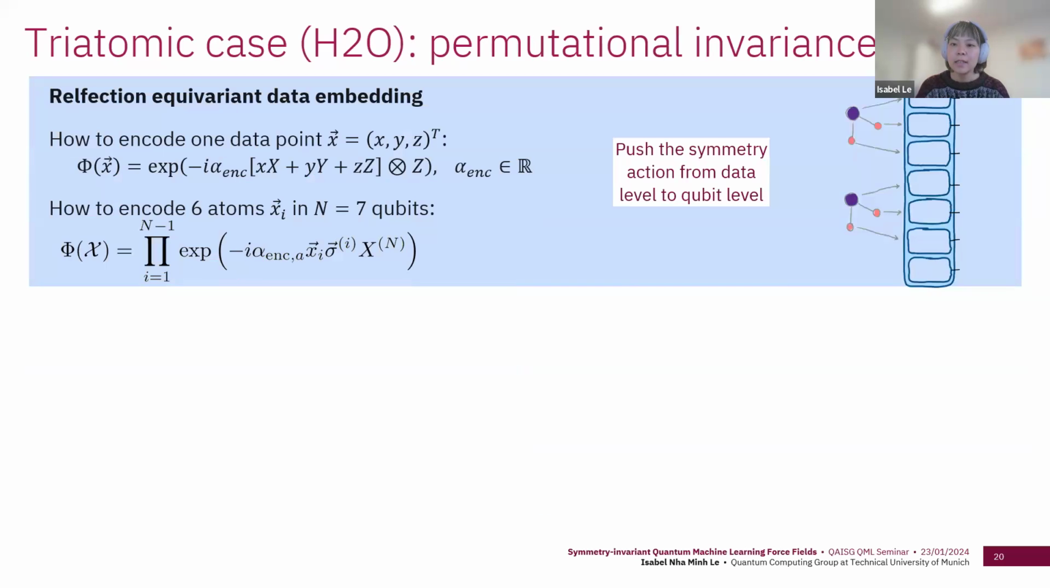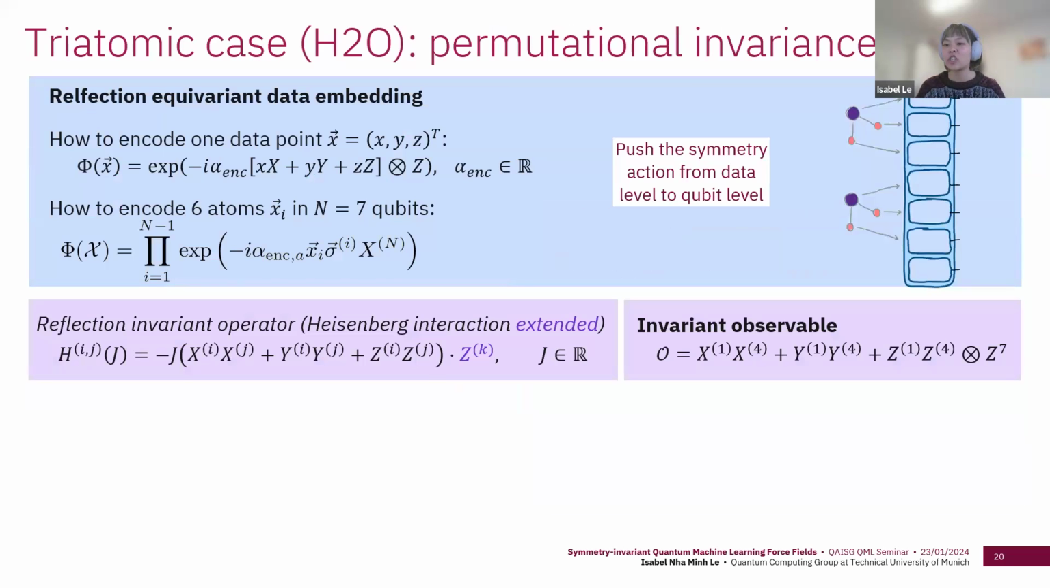Okay. Since the reflection symmetry only affects the ancilla qubit, we can still make use of the Heisenberg interaction as before, which still includes rotational and permutational invariance, and now just extended by a reflection invariant operator that acts only on the ancilla qubit. So this leads to an invariant observable shown here on the right middle side.